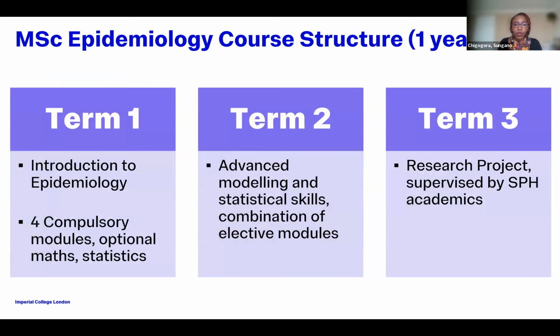So in the first term, starts around September, October, you're introduced to epidemiology through 4 compulsory modules. I'm going to detail these in a minute. You will then have an introduction to more advanced modules in term 2. Most of them are just 5 weeks, one is 10 weeks, which give you an opportunity to advance your modeling and statistical skills through a combination of those elective modules. There's some that are not so modeling and stats heavy and give you some insight as well into policy and impact assessments. In term 3, you will be working on your individual research project.